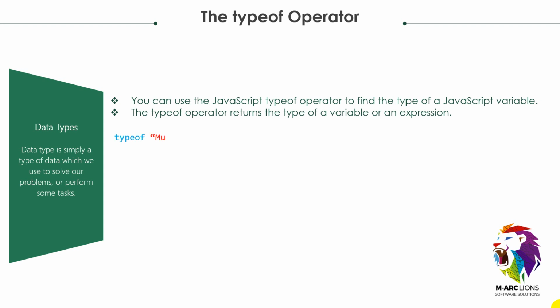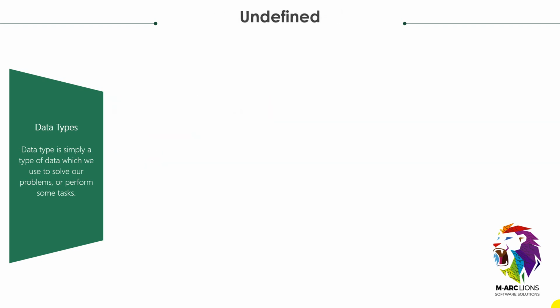Like you can say typeof, just give the value, and it is going to return you string. Then you write typeof 20, it is going to tell you that it is a number. Then write typeof 3.1, it is going to return you number as well, but it is not going to tell you whether it is decimal or not, because it's just a number.